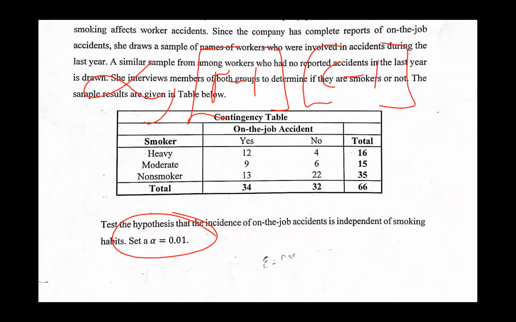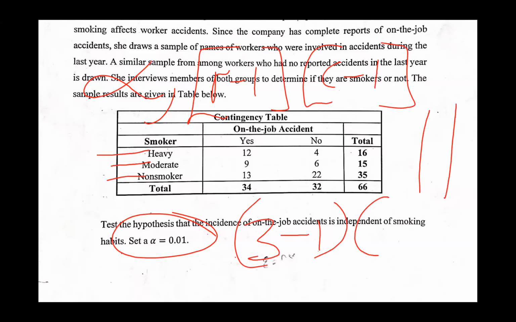How many rows do we have? There are 3 rows, minus 1. How many columns? Columns are these that are vertical. Rows go horizontal. 2 columns, minus 1. So 3 minus 1 is 2, 2 minus 1 is 1, 2 times 1 is 2. So it will be alpha 0.01, comma 2. 2 is the degrees of freedom.